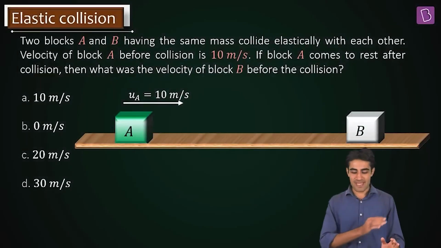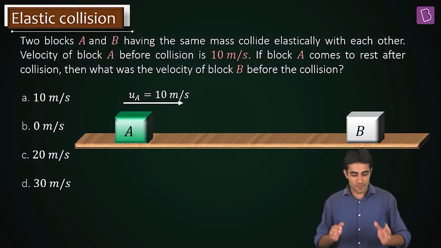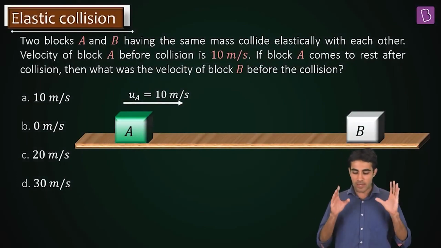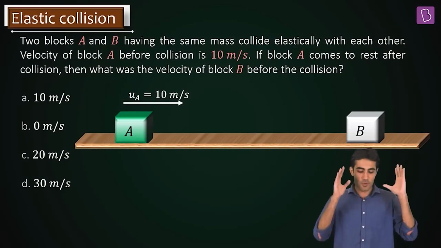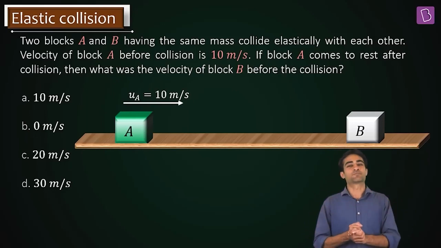Two blocks A and B having the same mass collide elastically with each other. Velocity of A before the collision is 10 meters per second. If block A comes to rest after the collision, then what was the velocity of block B before the collision?